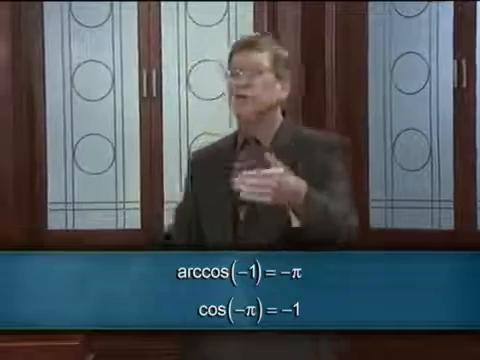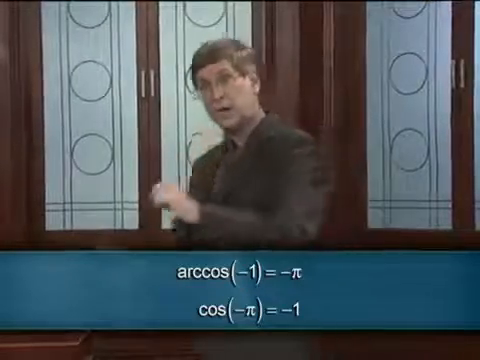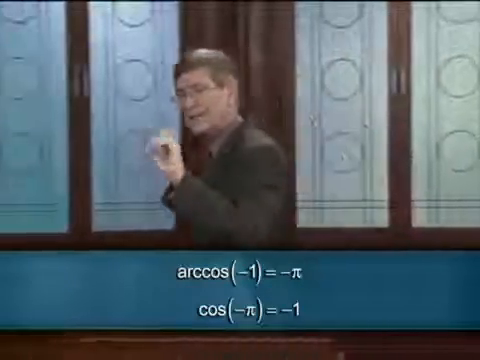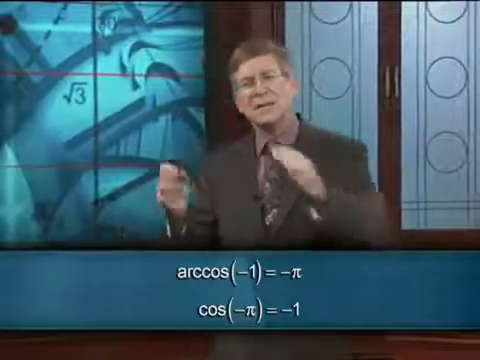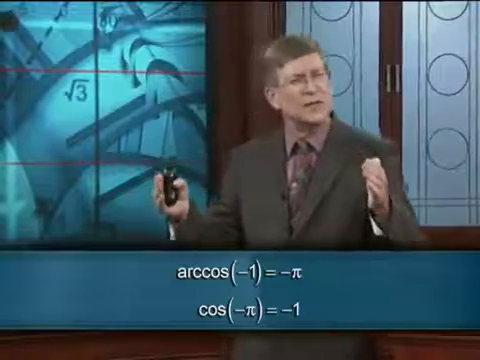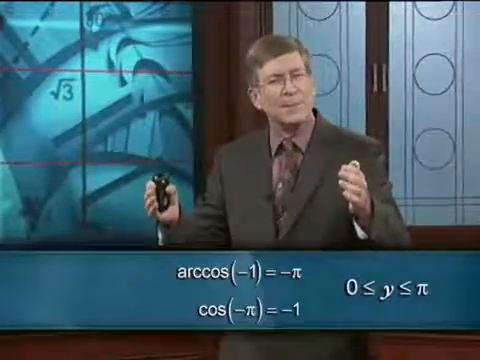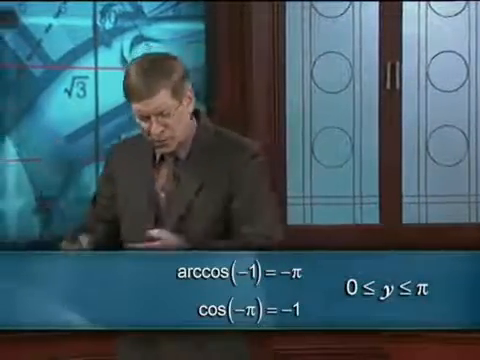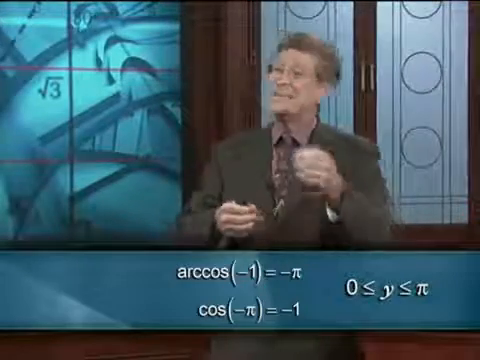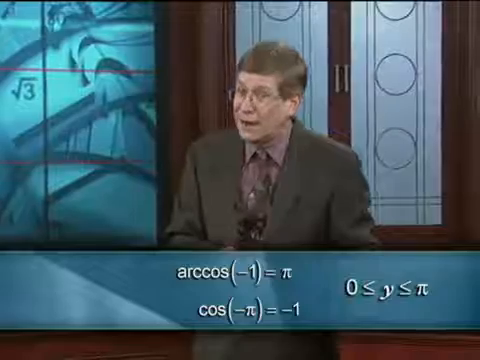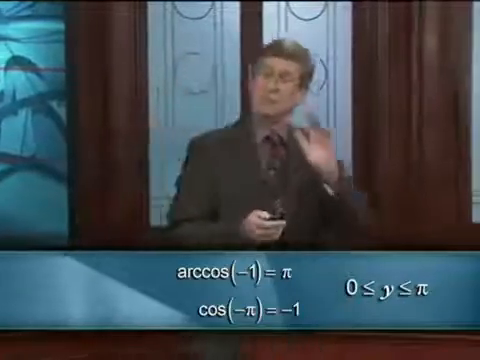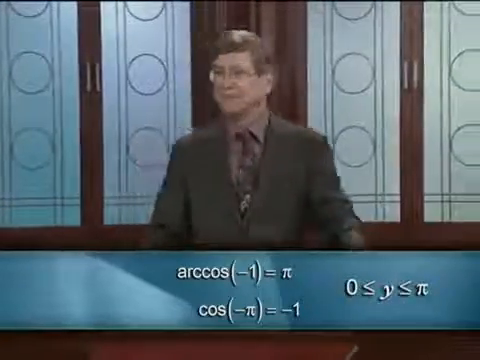Well, first you encourage the student. You're right, cosine of minus pi is minus 1. But that doesn't mean that arc cosine of minus 1 is minus pi, because minus pi is not in the restricted domain, is it? Remember, we restricted from 0 to pi. In fact, arc cosine of minus 1 is equal to pi. So, close, but not quite the right answer.